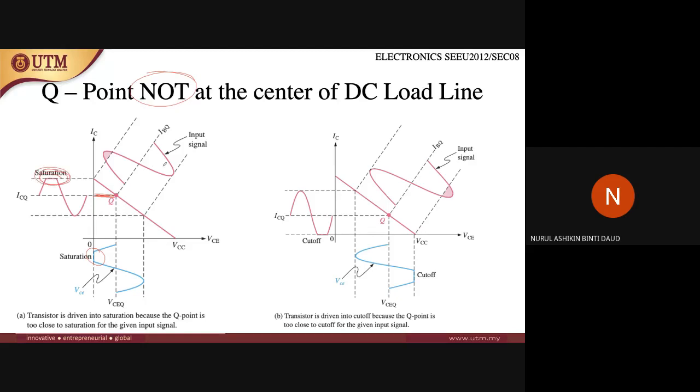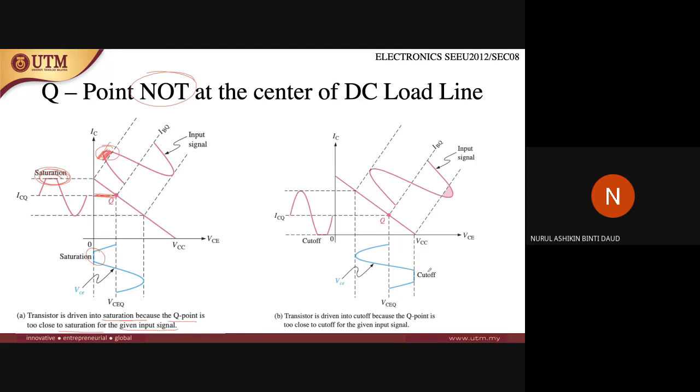Yeah, this is the input signal, right? At this point the signal will be cut or will be missing. You will miss this signal at the output part, so you will not have a clear signal. So it means that the transistor is now at the stage of saturation. The transistor is driven into saturation because the Q point is too close to saturation for the given input signal.